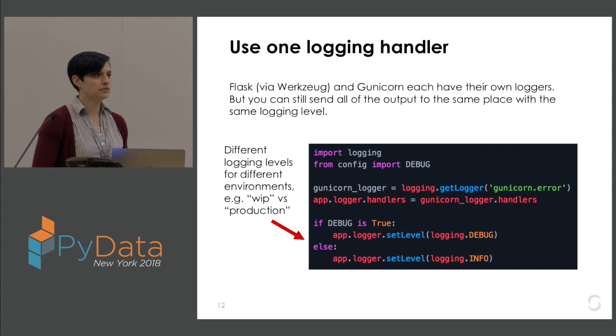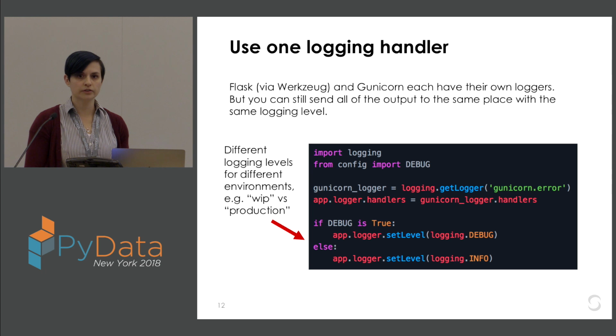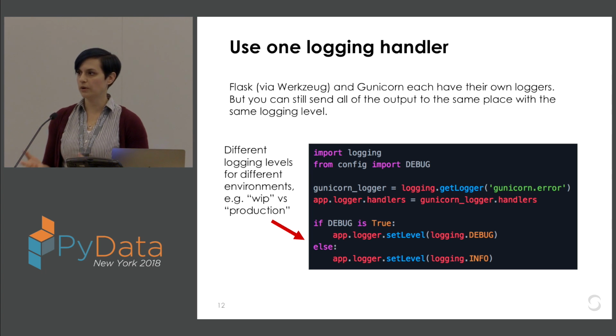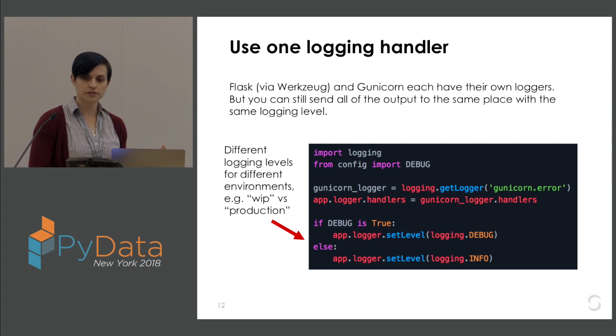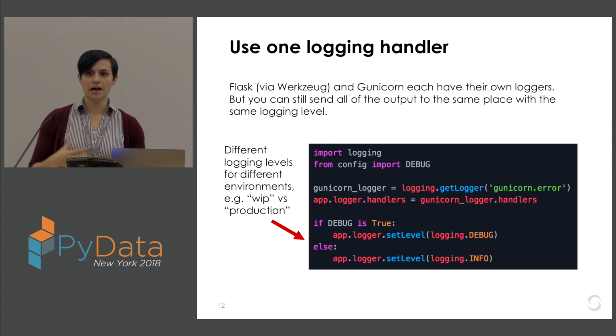Here, I'm combining the logs from both the Flask app itself, which has its own logging, and then gUnicorn, which is my web server, which also has its own logging. You can find the logger for gUnicorn and then set the app handler to be equal to that handler, and then all those logs will go to the same place.